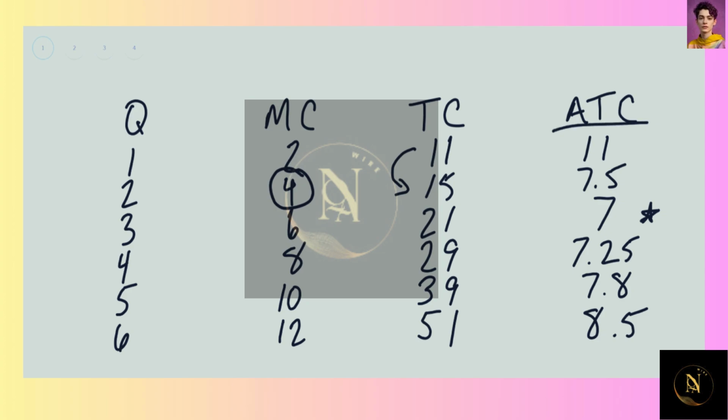But how about for our average total cost? How do we compute that? Well, that is simply the total cost divided by the quantity. So it's 11 divided by 1, 15 divided by 2, 21 divided by 3, and so on. Now, one thing we'll notice is that average total cost is declining until we get to 7, and then the cost goes up. So $7 is our cheapest average total cost.